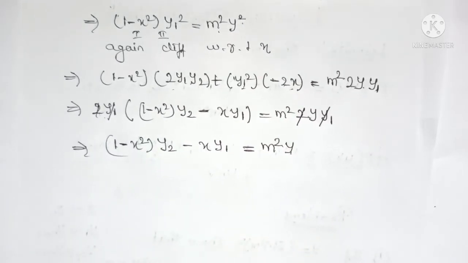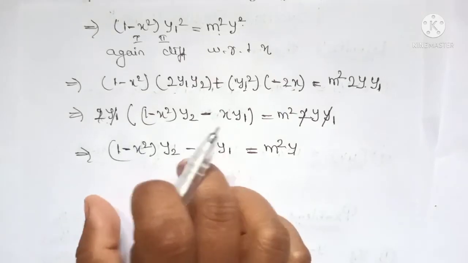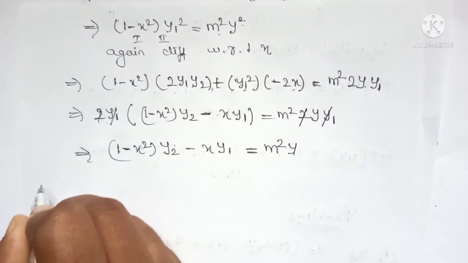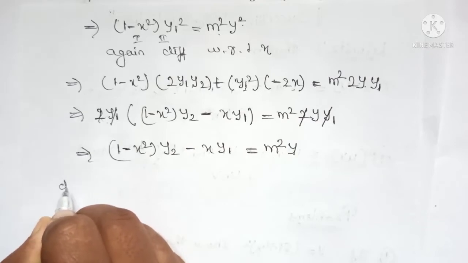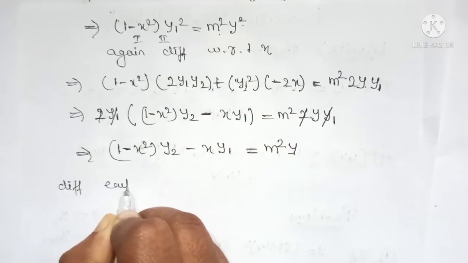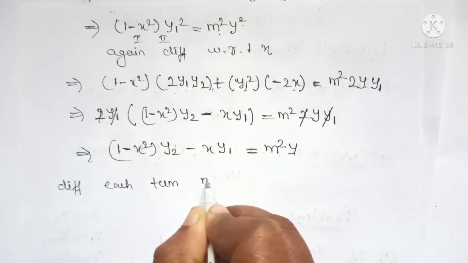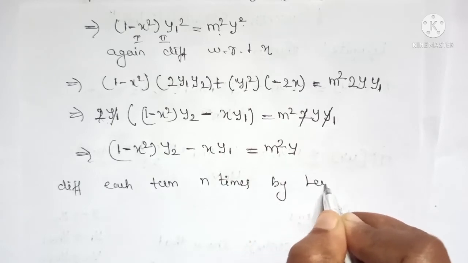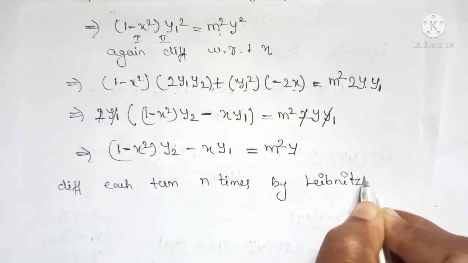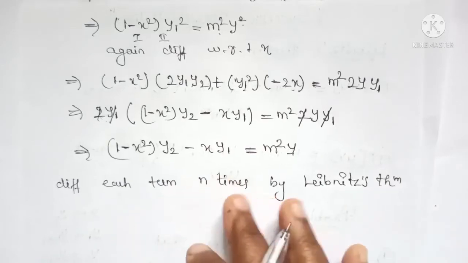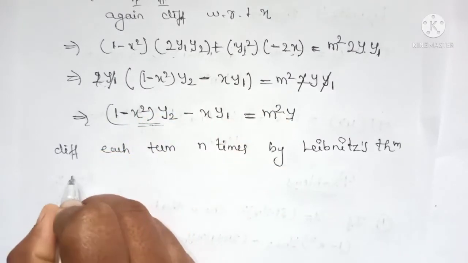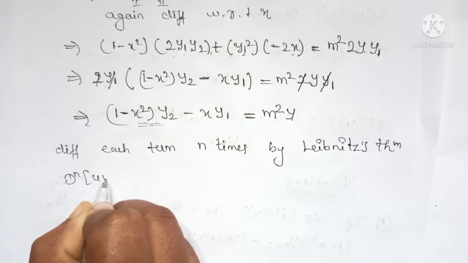So now we differentiate by Leibniz theorem. Okay. So after getting the second derivative, we apply the Leibniz theorem. So therefore, differentiating each term n times by Leibniz theorem, first we apply Leibniz theorem for this term, then this term. Okay, so first we write the formula for Leibniz theorem.